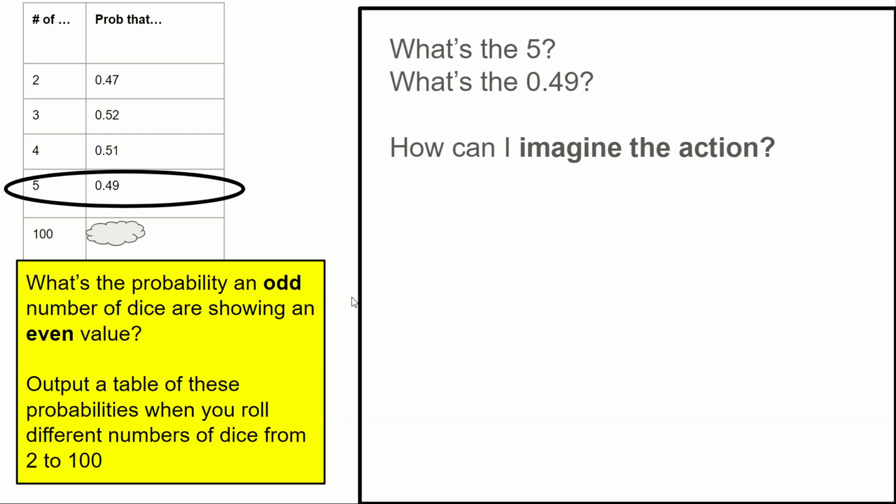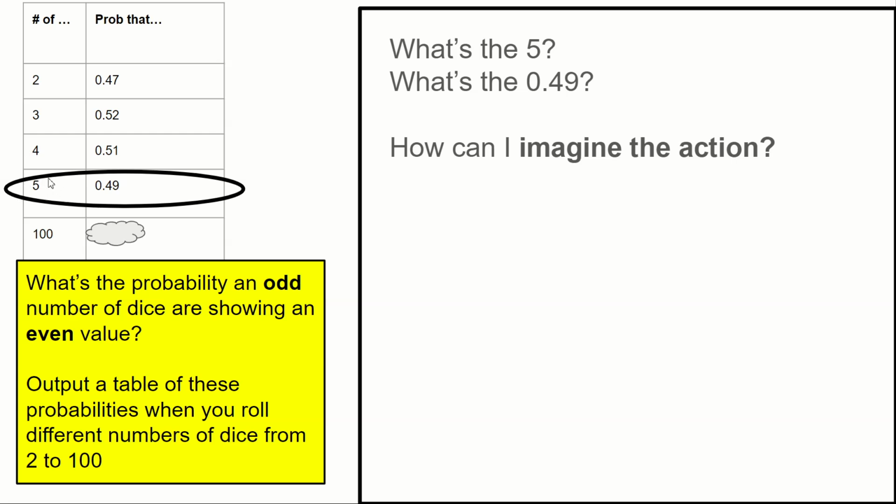So the first thinking tool is, okay, what do I know for sure? I know I need to output a bunch of numbers. Let's make sure I can think really clearly about what those numbers are supposed to represent. So what could the 5 represent? What could the 0.49 represent? Going back to the text here, it says we're going to output a table of probabilities when something's changing, when I'm going to roll different numbers of dice. So it seems like this left-hand side probably has the meaning of different numbers of dice. So I could roll 2 dice, and then 3 dice, and then 4 dice, and then so on.